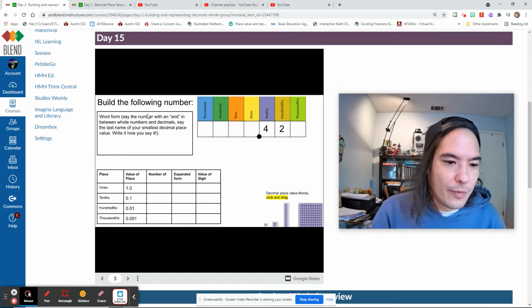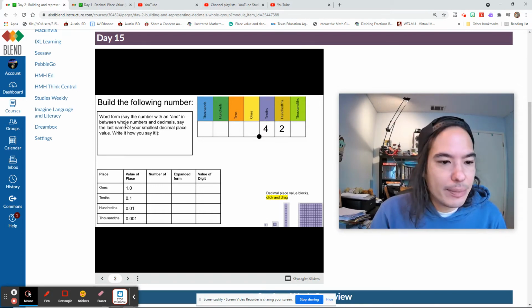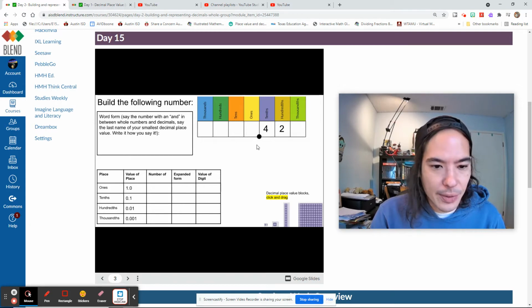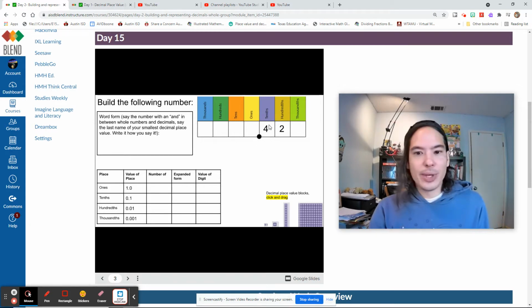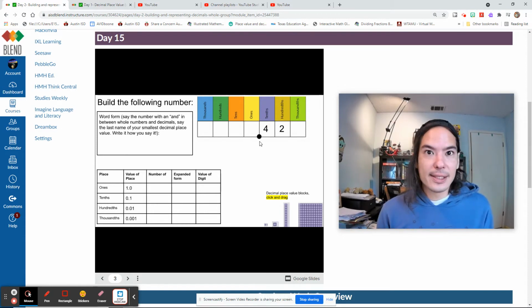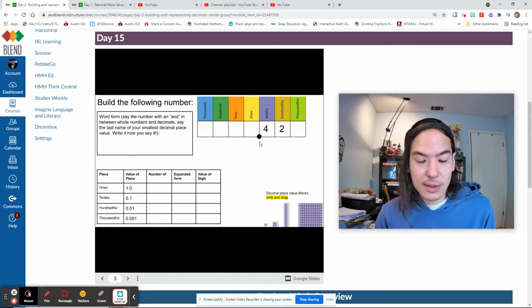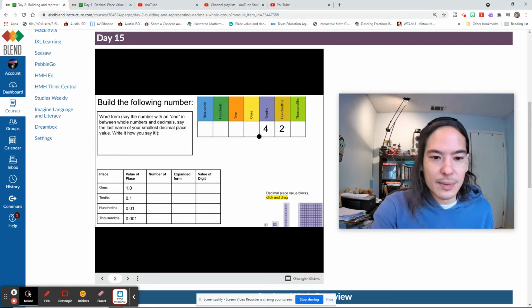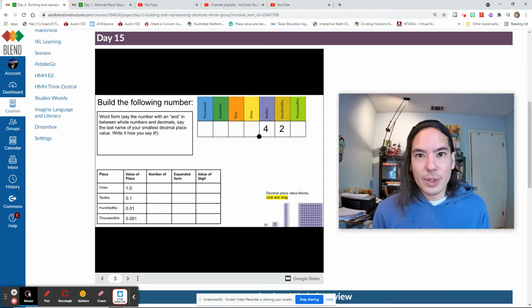All right, so word form: say the number with an "and" in between the whole numbers and decimals. Say the last name of your smallest decimal place value. Write how you will say it. Once again, the decimal point from now on, don't say "point." Even on a test, I can say 0.42, because I'm not giving any answers with 0.42. However, if I say 42 hundredths, I'm definitely giving an answer. I'm just looking at the number they gave us over here. So I can say 0.42 and that doesn't give away any answer.